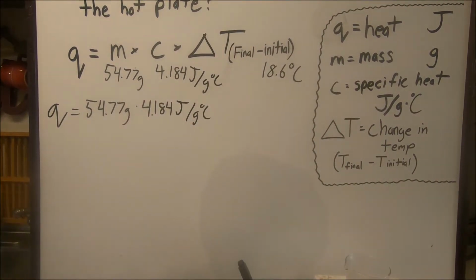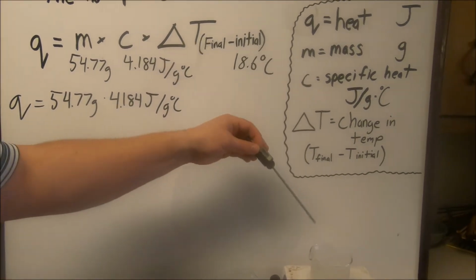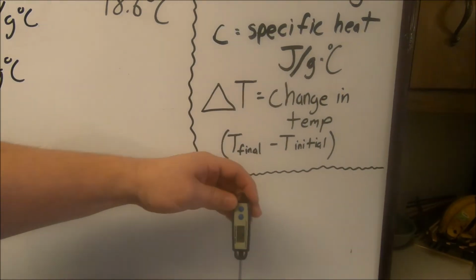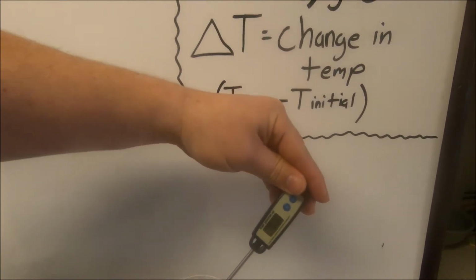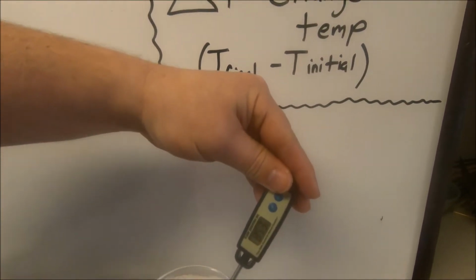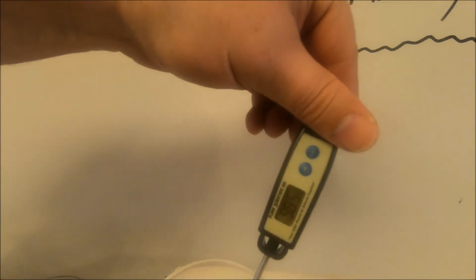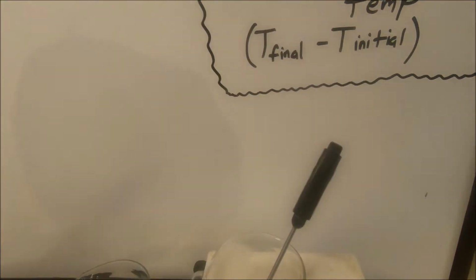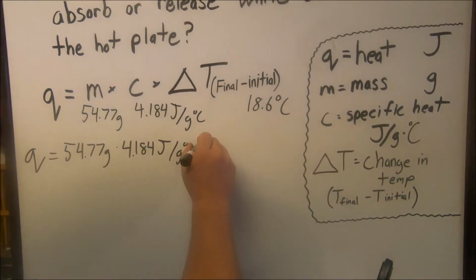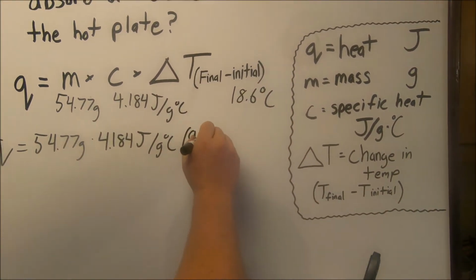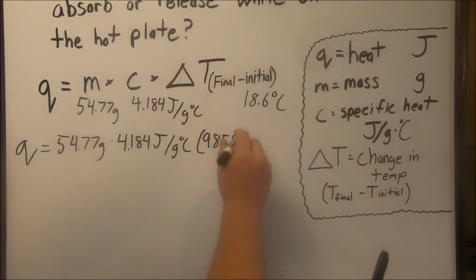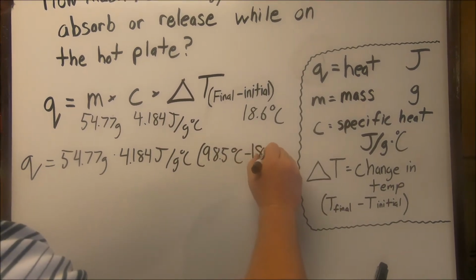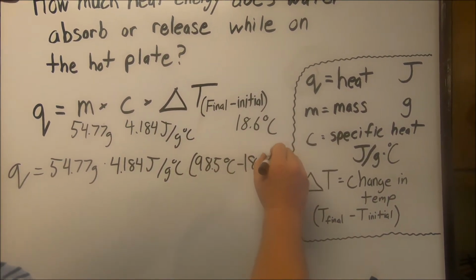And now for our final part, that temperature. It started to boil now. We're at a temperature of about 98.5 degrees Celsius. So our final temperature, 98.5 degrees Celsius, minus that initial temperature, 18.6 degrees Celsius.